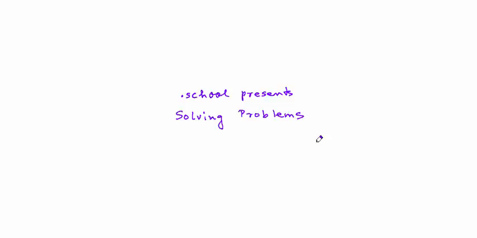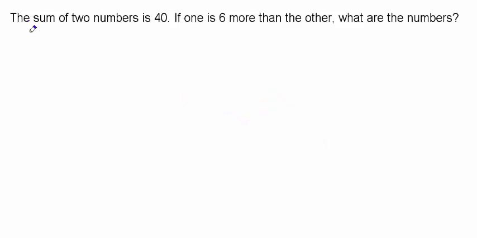In this video, we are going to look into some word problems related to linear equations. And here comes the first one. The sum of two numbers is 40. If one is 6 more than the other, what are the numbers?